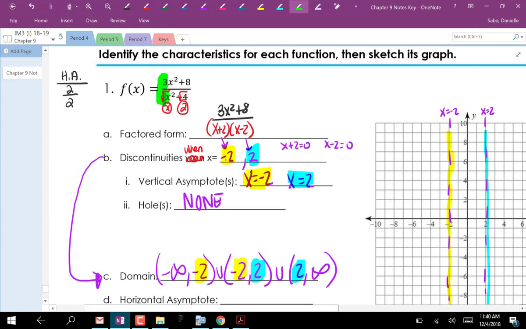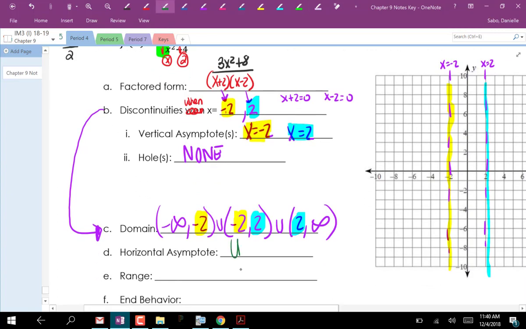3/1. Do you see that? 3/1. So my horizontal asymptote is y equals 3. Okay. Now guess what? The range, just like here, the domain was affected by the discontinuities. Your range is going to be affected by your horizontal asymptote. It's the same thing as the domain, guys. Same thing, but we're using the 3 now.